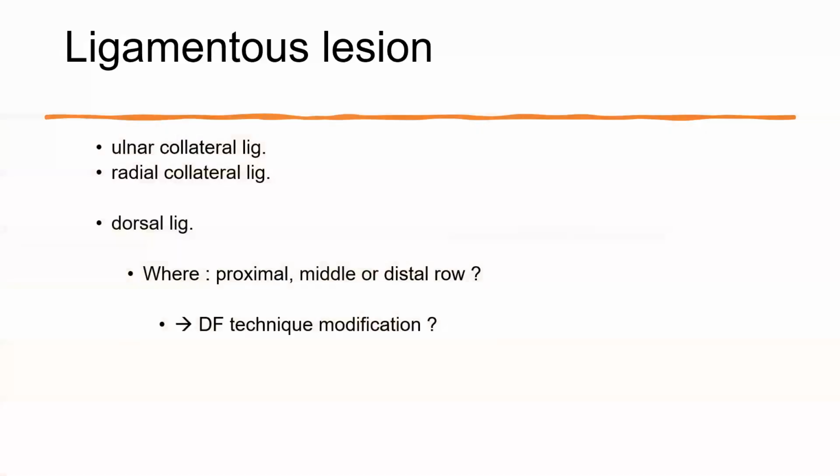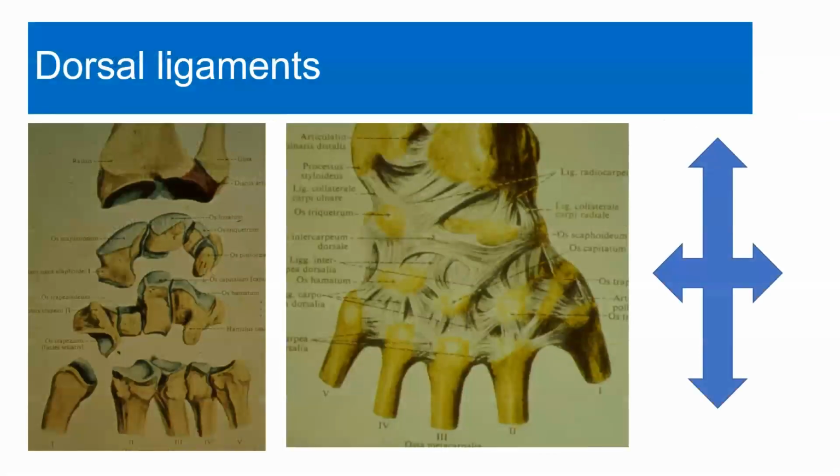Another ligamentous lesion is perhaps an ulnar collateral ligamentous lesion or a radial collateral ligament lesion, which is very, very rare. A lesion of the dorsal ligaments, I already briefly talked about that in the chapter on carpal subluxation. And remember the dorsal ligaments, there are many of them. We have a proximal row, a middle row, and a distal row, and the fiber direction in each row is different. The proximal is north-south, the middle is east-west, and the distal is north-south again.